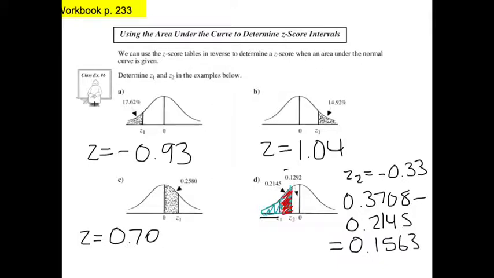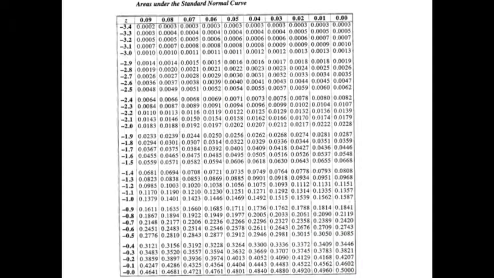0.1563. Now all you need to do here is find that in your z-score table. The closest one that I see here for 0.1563 is going to be right here. If you look to the left, that's going to be negative 1.0, and then you've got this right here, which is 0.01. So your z-score for z1 is going to be negative 1.01.